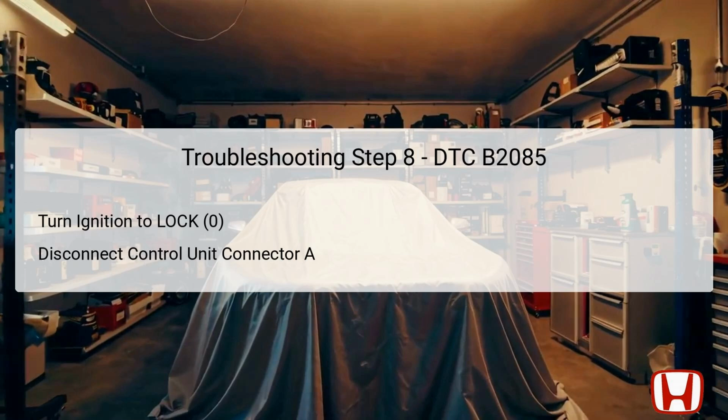By isolating the control unit from the other systems, you can effectively determine whether the unit itself has a fault or issues lie elsewhere in the vehicle's electrical system. This action will also help in confirming whether the terminals are making appropriate connections without any resistance, which could cause sensor failures and display DTC B2085.